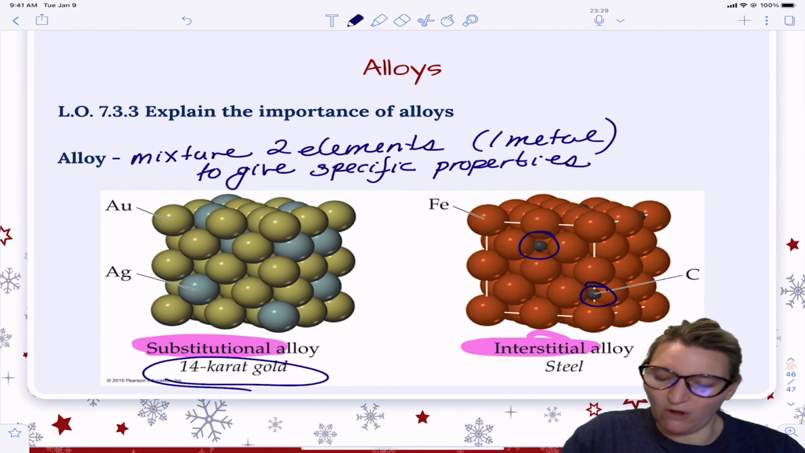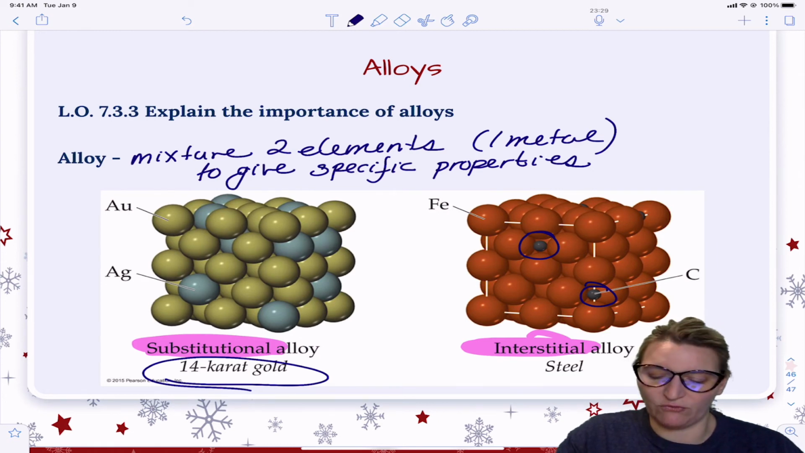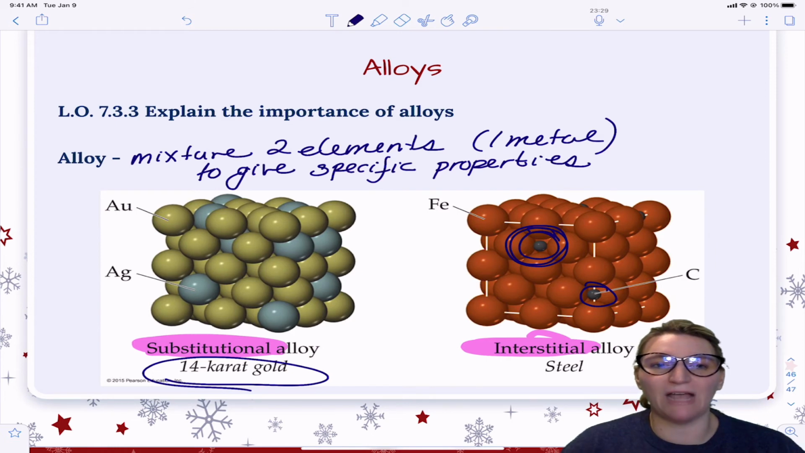If you notice, all of these iron atoms are in this nice rigid geometric pattern, but then there are spaces in between those iron atoms. If we fill those with a much smaller element like carbon, that will vastly increase the strength of that metal. So iron by itself is relatively strong, but when we add iron and carbon and have steel, that is much stronger.